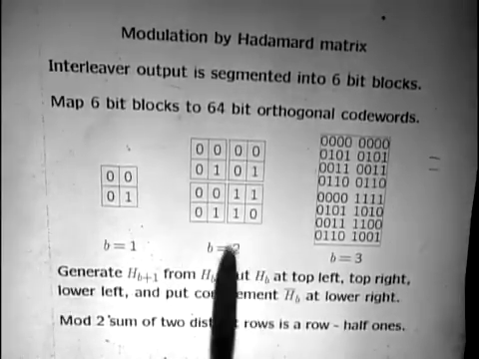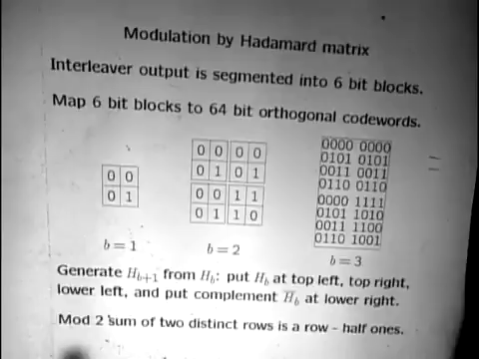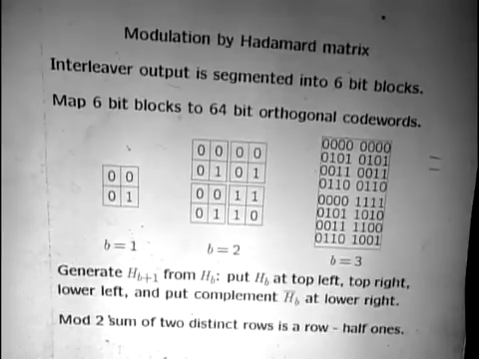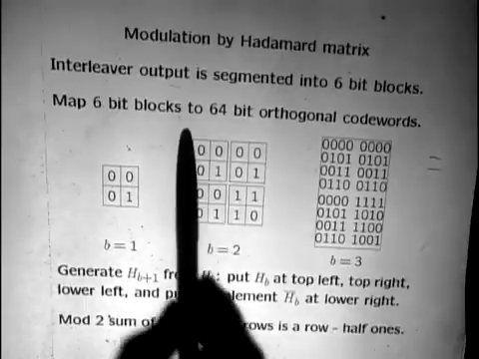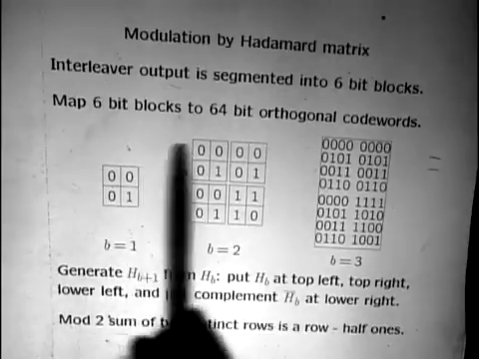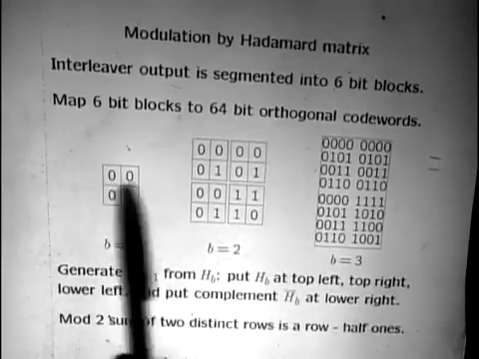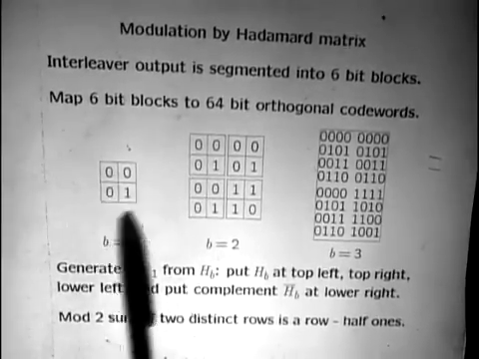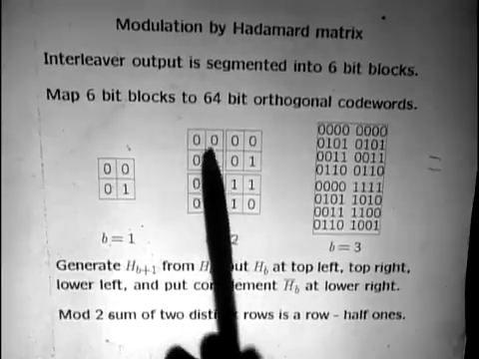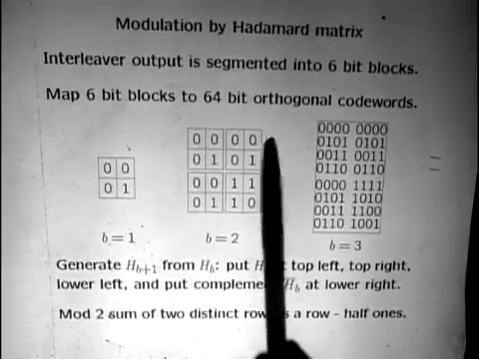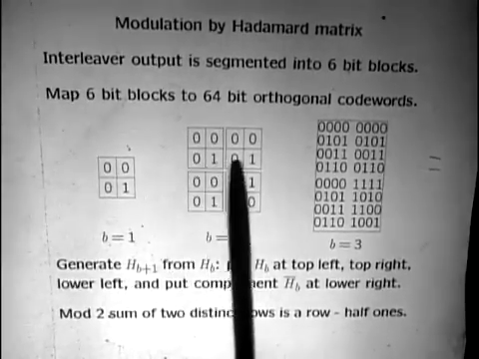Then when you want to go to b equals 2, the thing you do is make a matrix, and the rows of the matrix are going to be the code words, and the columns correspond to the bits in the code words. So first code word here is 0, 0. Second code word is 0, 1. First code word here is 0, 0, 0, 0. Next one is 0, 1, 0, 1.